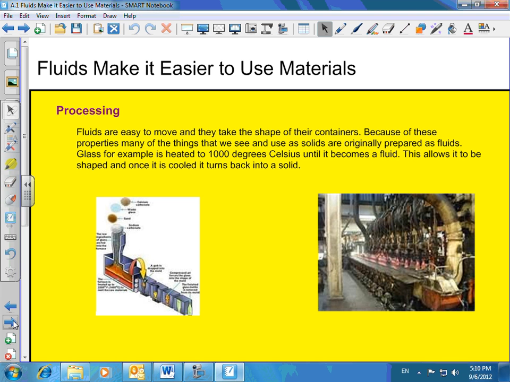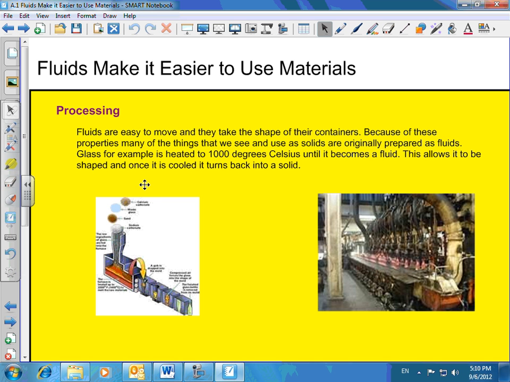Processing. So fluids are easy to move and they take the shape of their containers. Because of this property, many of the things that we see and use as solids are originally prepared as fluids. Glass, as an example, is heated to 1000 degrees Celsius until it becomes a fluid, and this allows it to be shaped, and once it is cool, it turns back into a solid.